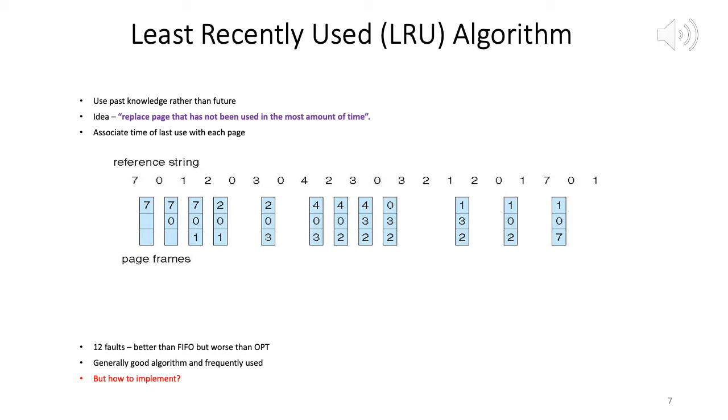How we will implement it, we have to see, and we will be discussing some of the variations. This is the plain and vanilla LRU algorithm. There are different ways in which this can be implemented, so we will try to discuss some of them now. But the general idea is least recently used: use the past knowledge rather than the future, and replace the page that has not been used in the most amount of time.